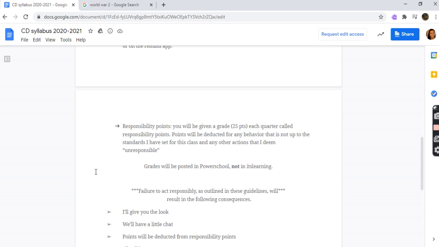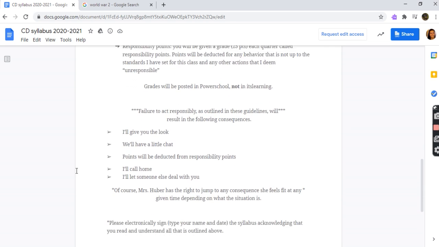Responsibility points. You will be given a grade of 25 points each quarter called responsibility points. Points will be deducted for any behavior that is not up to the standards I have set for this class or any other actions that I deem irresponsible. You don't want to be just responsible. Failure to act responsibly, as outlined in these guidelines, will result in the following consequences.